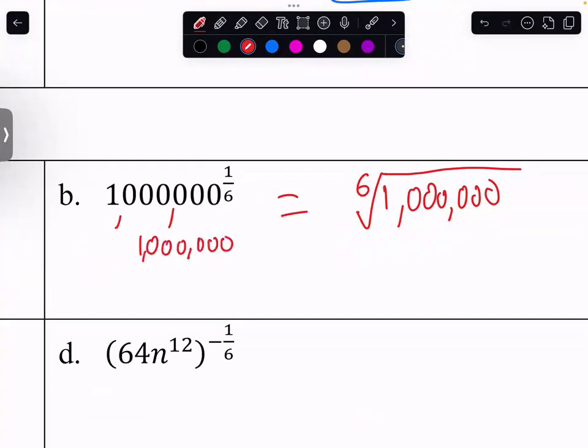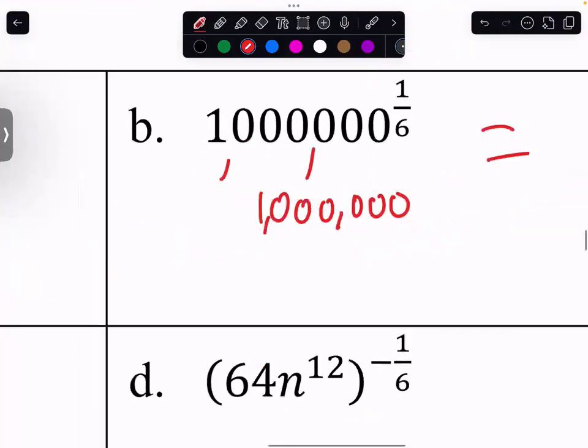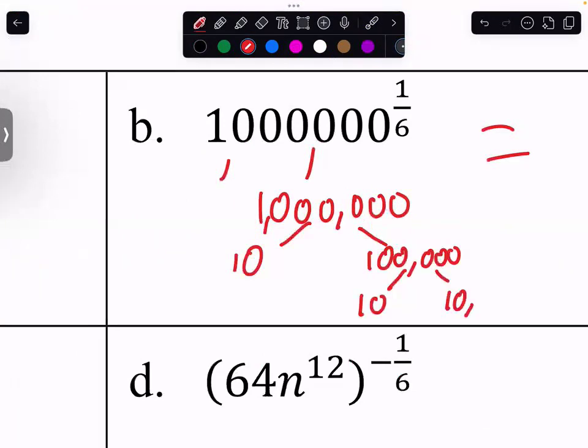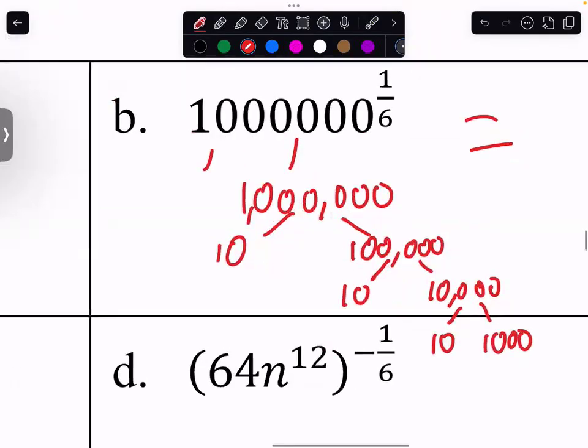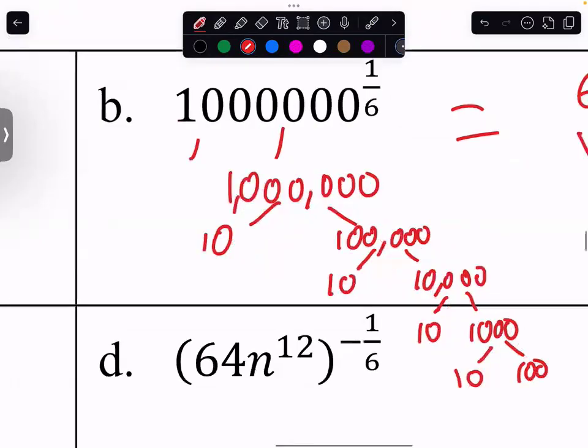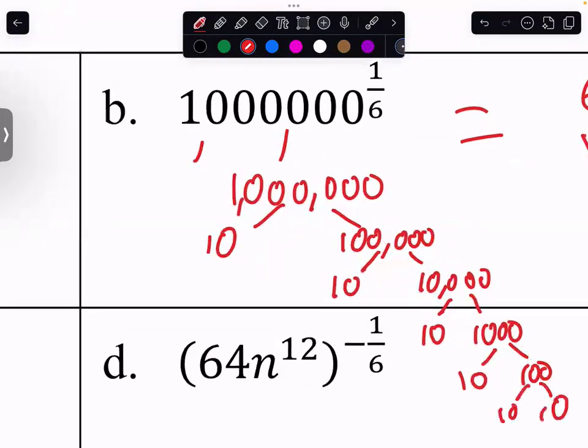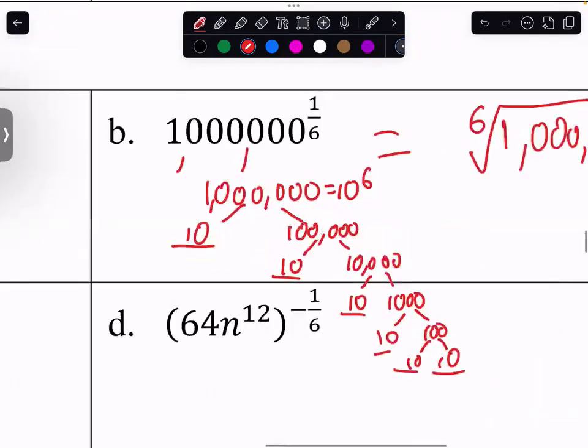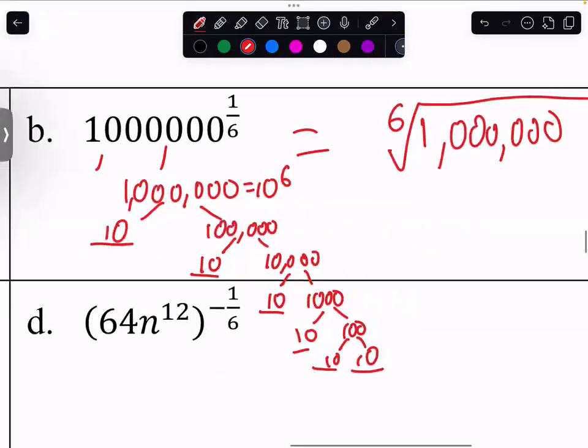You could split this up. You don't have to go all the way to prime numbers necessarily, right? So this is 10 times 100,000. 100,000 is 10 times 10,000. 10,000 is 10 times 1,000. 1,000 is 10 times 100. 100 is 10 times 10. Right, so 1 million is equal to 10 to the power of 1, 2, 3, 4, 5, 6. So yeah, we can rewrite 1 million as 10 to the 6th power. So now the 10 gets to move out.